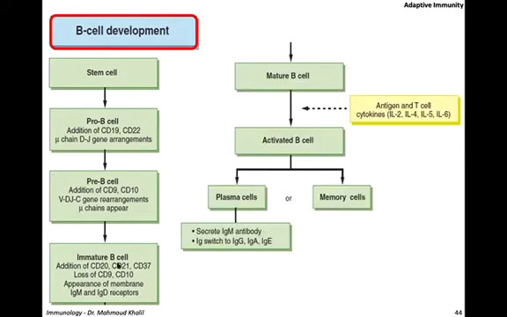Once these immature B cells encounter an antigen and become mature, under the influence of the antigen and the T cell cytokines interleukin 2, 4, 5, and 6, they become activated B cells, which differentiate either into plasma cells that start to secrete IgM antibody, and can also switch to other types of antibody, or into memory cells. Of course, memory cells confer longer immunity toward the specific antigen.